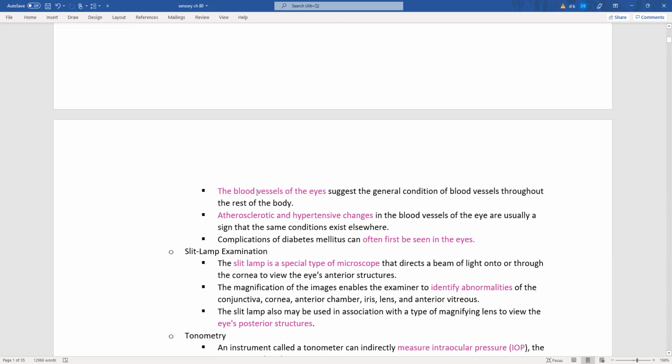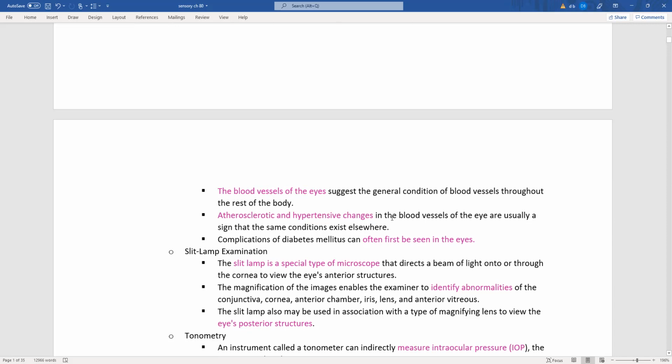So basically, the blood vessels of the eyes suggest the general condition of blood vessels throughout the rest of the body. So the eyes, pretty much my eyes, and like I said, atherosclerotic and hypertensive changes in the blood vessels of the eyes are usually a sign that the same condition exists elsewhere.